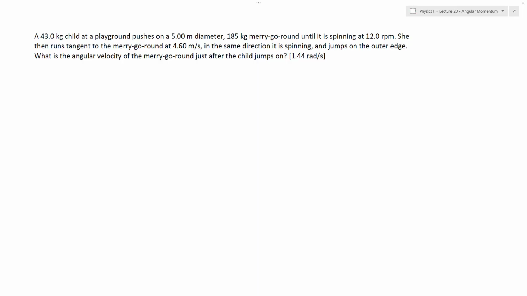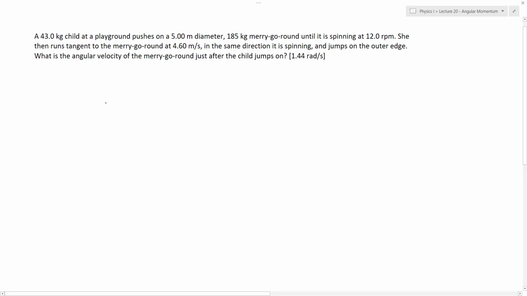A 43-kilogram child at a playground pushes on a 5-meter diameter, 185-kilogram merry-go-round until it is spinning at 12 RPM. She then runs tangent to the merry-go-round at 4.6 meters per second in the same direction it is spinning, and she jumps onto the outer edge. What is the angular velocity of the merry-go-round just after the child jumps on?